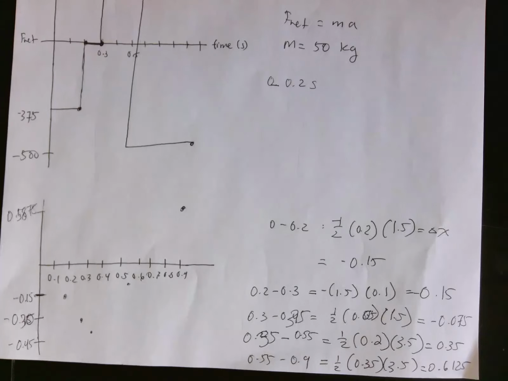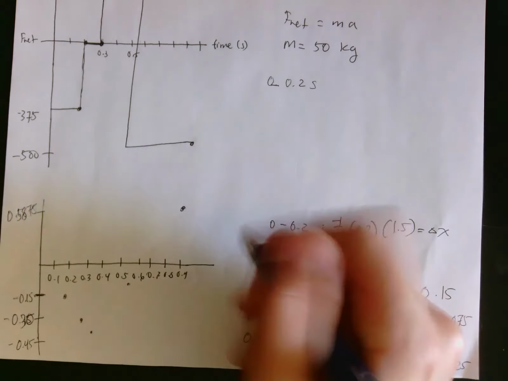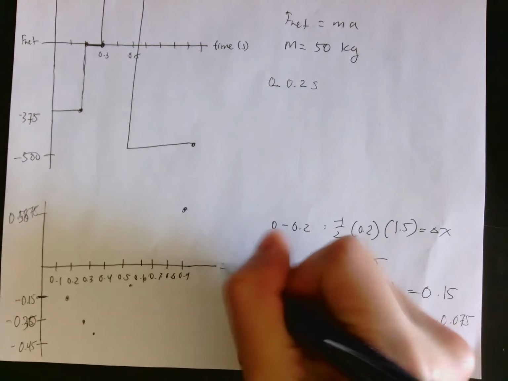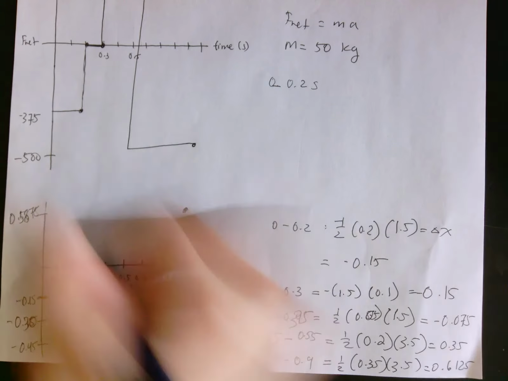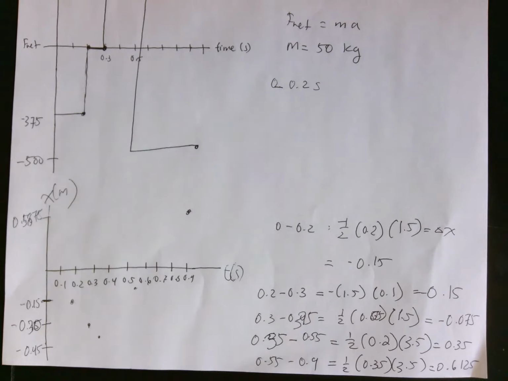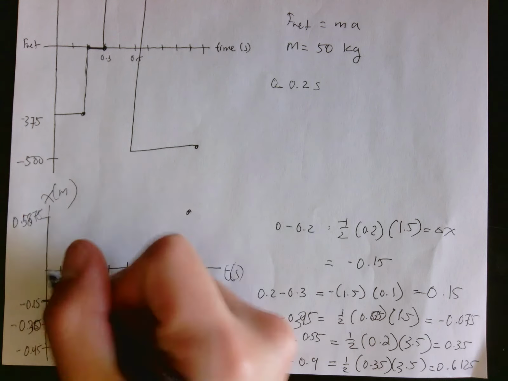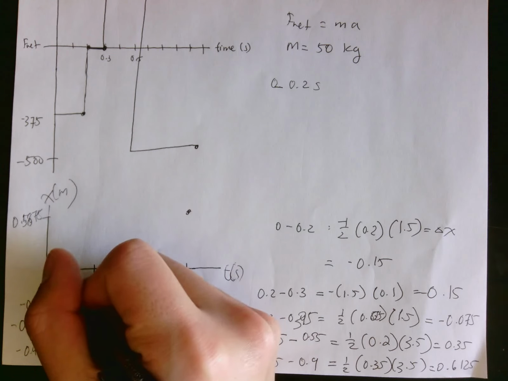Okay, so now that we have the values for the delta x's over the certain periods, we're going to plot these points to get the position versus time graph. So this is going to be time in seconds, and this is going to be x in meters. So we see that from 0 to 0.2 seconds, she travels negative 0.15 meters. So that's from 0, starting from the origin.